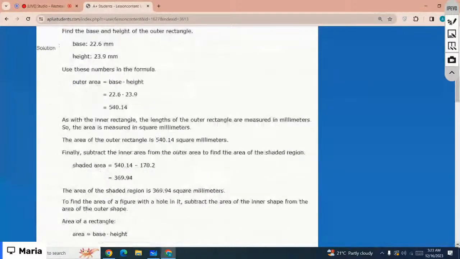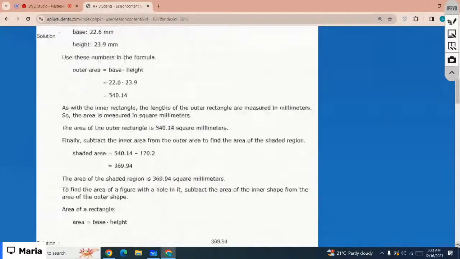Now, because you need to calculate the area of the colored shape to find the area of a figure with a hole in it, right? You can say that is the hole. Subtract the area of the inner shape from the area of the outer shape. Just subtract them, right? This way you will get the area of the shaded region only. Got it? Let's just start with the test questions.